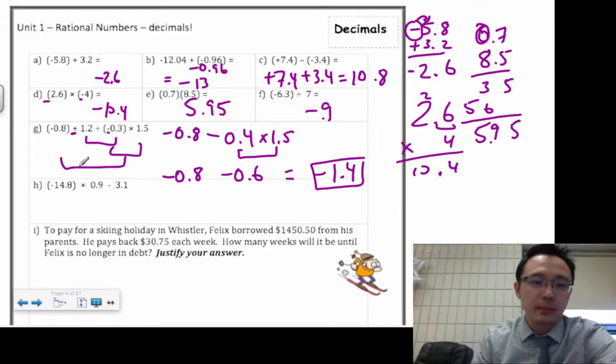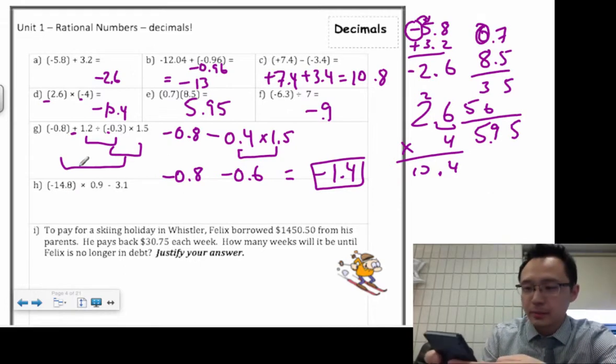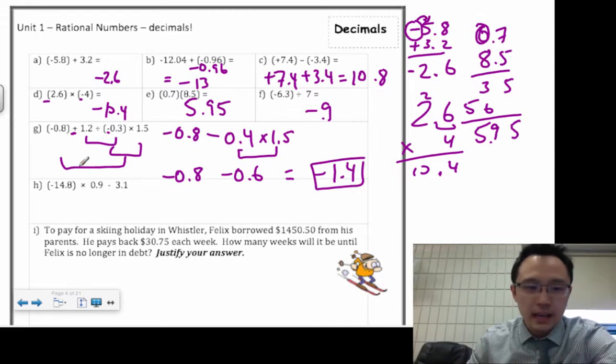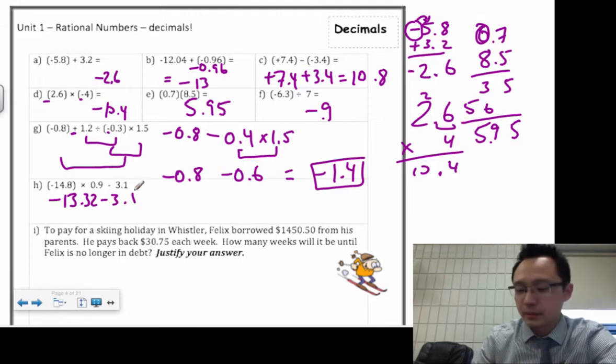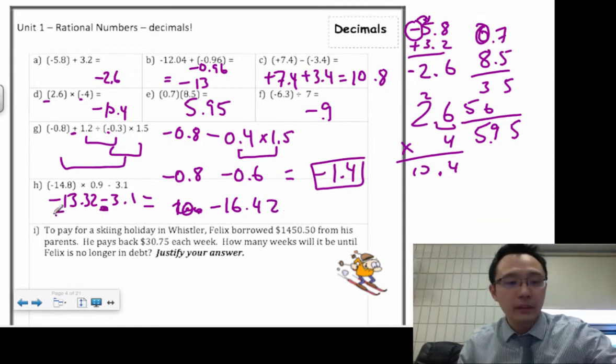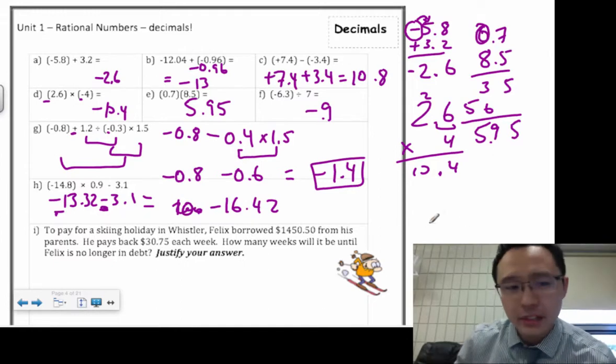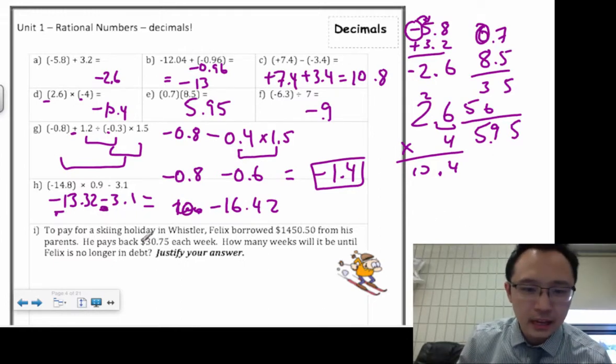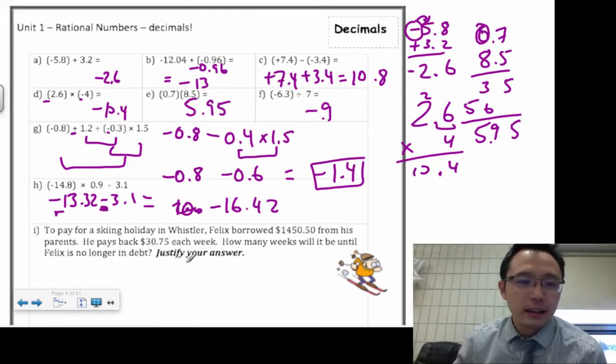Lastly, H. 0.9 times 14.8. I'm going to just quickly punch this in the calculator. Times 0.9. This is going to be negative 13.32. Subtract 3.1. I'm just going to punch this in. Answer is going to be, whoa, my bad. It should be negative 16.42. Negative and negative, think about the number line. Negative 13.32 is already pretty far on the negative side. Negative, negative, negative.